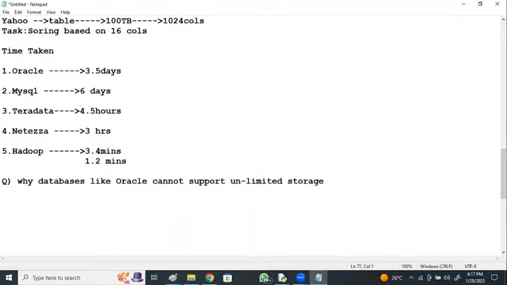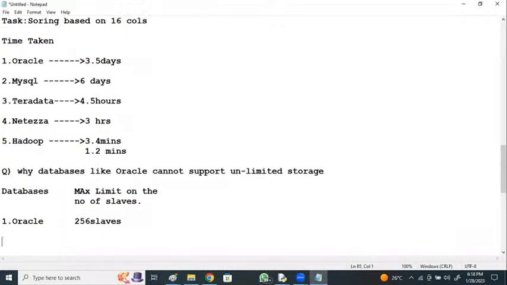But there is a limitation here: databases have a max limit on the number of slaves. If you talk about Oracle, it can have a maximum of 256 slave systems. Beyond that, it cannot support data. Once these 256 slaves or systems get filled, it cannot support data further. MySQL supports only 54 slaves.